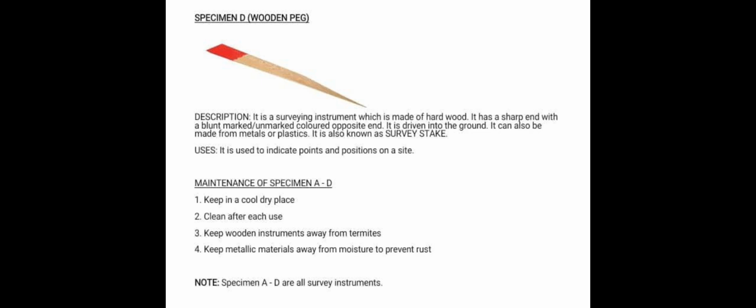So lastly, for A to D, they can ask you how can you maintain these instruments. Number one, you should keep it in a cool, dry place. Also, after each use, you should make sure that you clean them and keep them in a cool, dry place. Also, for those ones that are wooden, it is important you keep them away from termites because termites can attack wooden materials and destroy them. Also, for the metallic ones, keep them away from moisture to prevent rust.